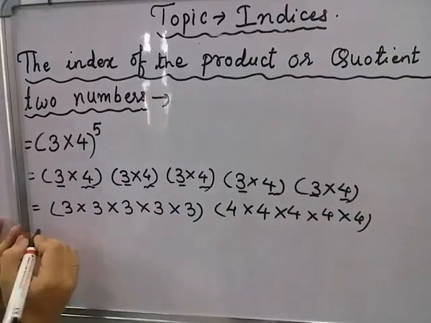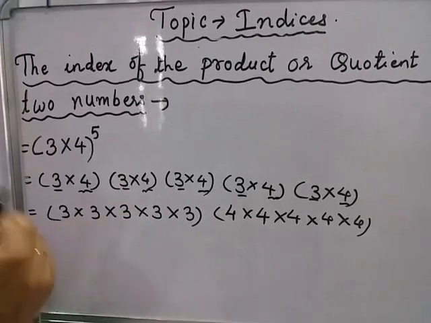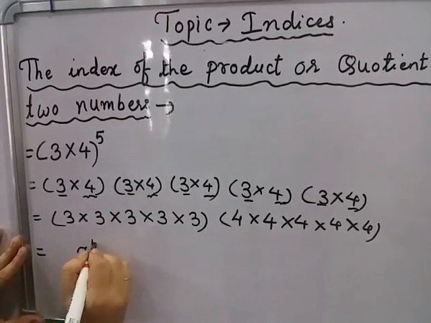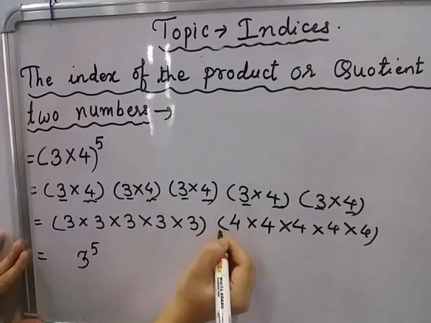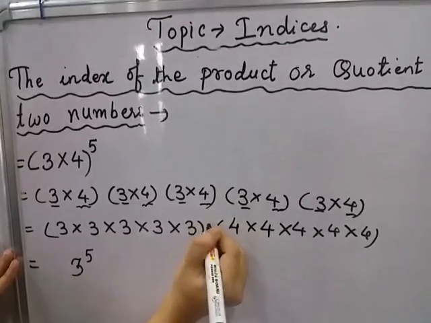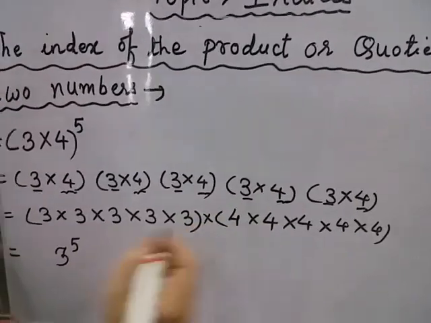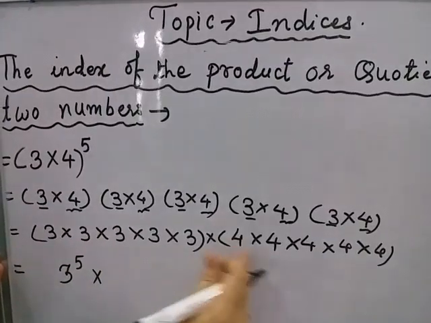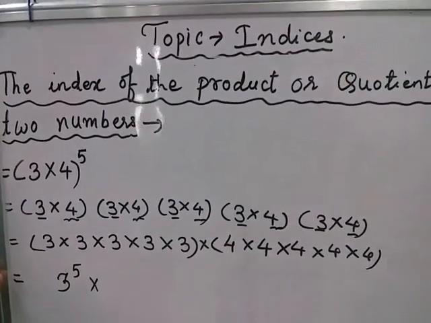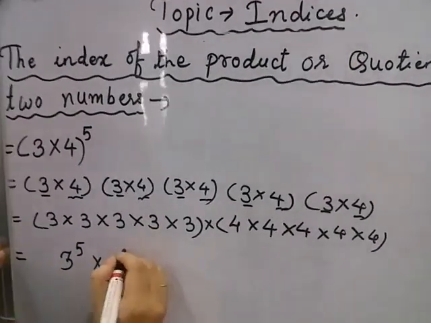Now let's write in the index form. 3, how many times? 5 times. So how will we write it down? 3 raised to 5. I hope you know that as there is no sign, we are going to put the multiplication sign. Take a multiplication sign. Now 4 is there for how many times? 5 times. So that also write down.